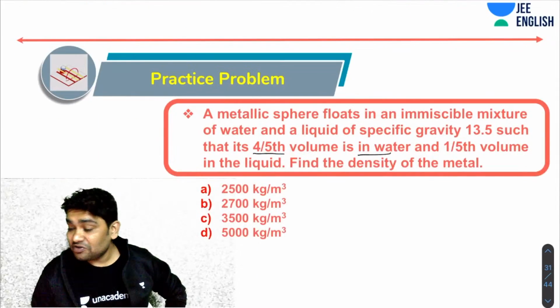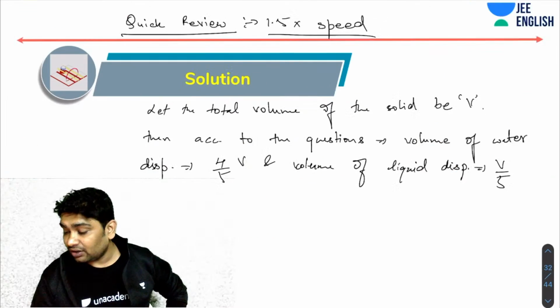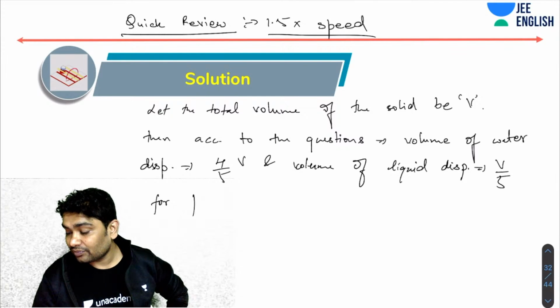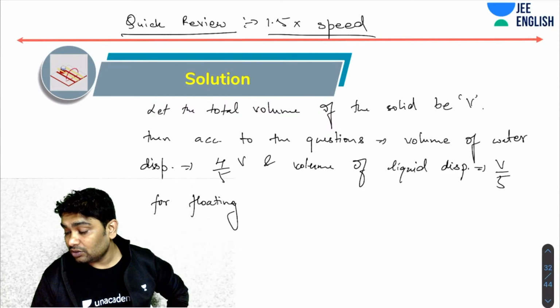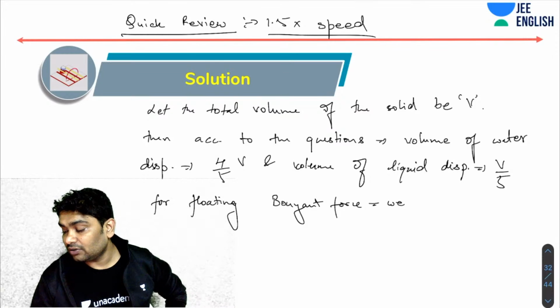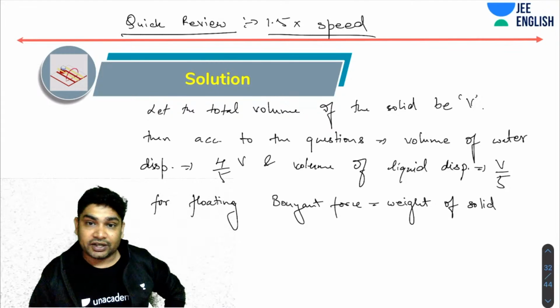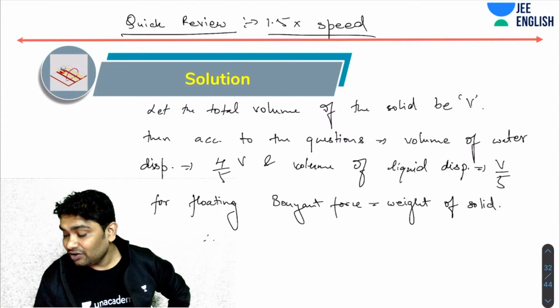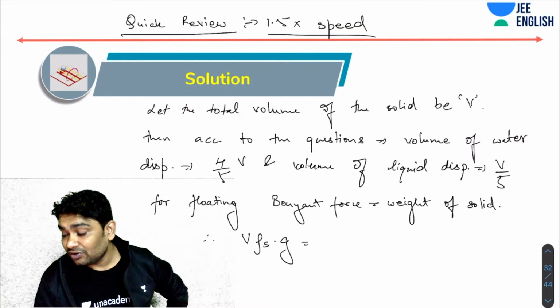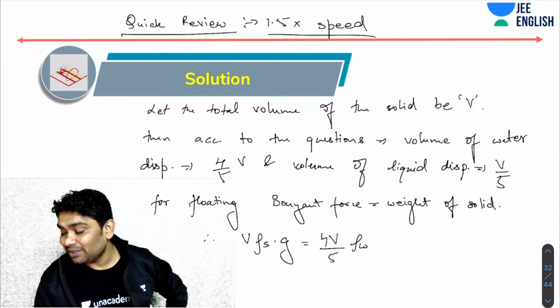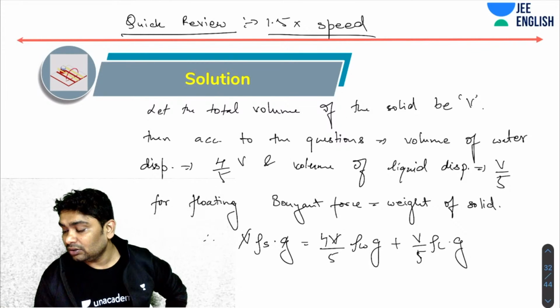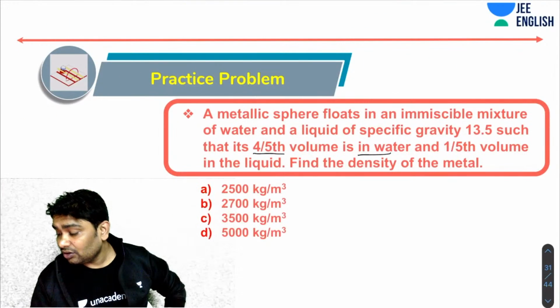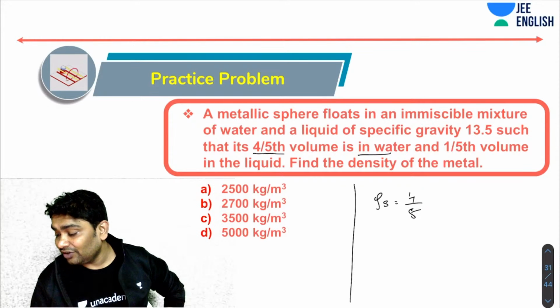Now I know if this is floating, then it must be in equilibrium, right? So for floating, the buoyant force must be equal to the weight of the solid. That is the condition for flotation. So the rho of solid times g should be equal to 4/5 the rho of water times g plus 1/5 rho of liquid times g. Here V g cancels out, and rho of solid is equal to 4/5 the rho of water, which is 1000, plus 1/5 into 13.5 times 1000.